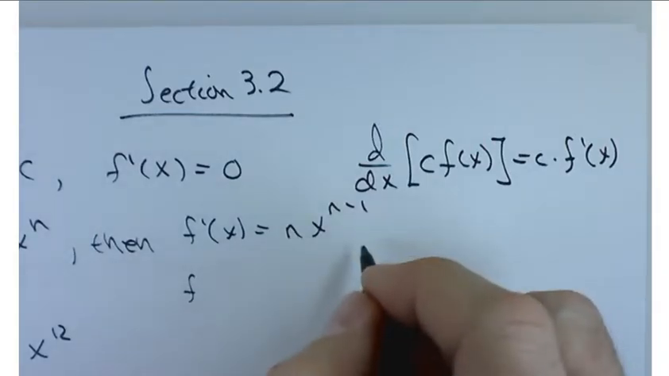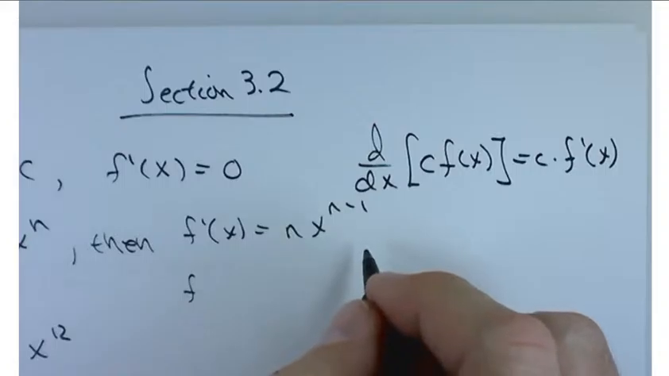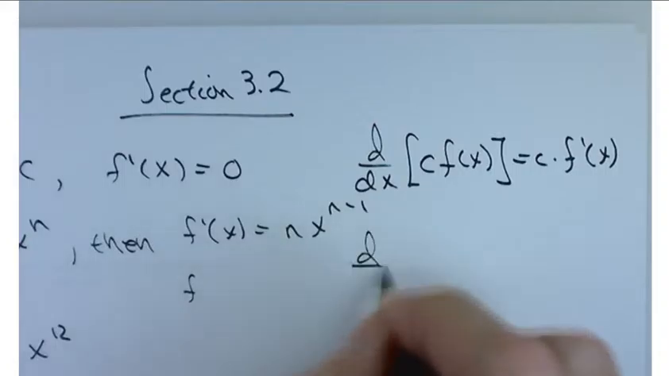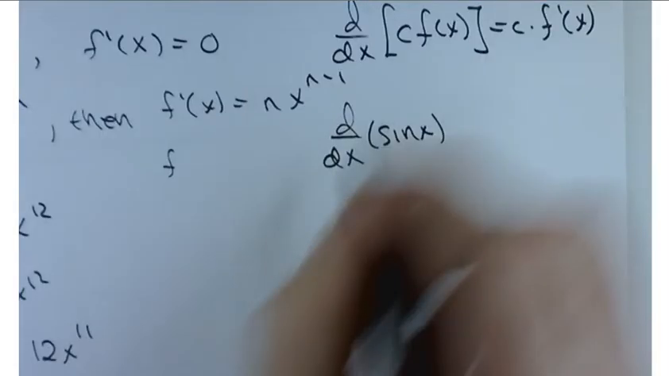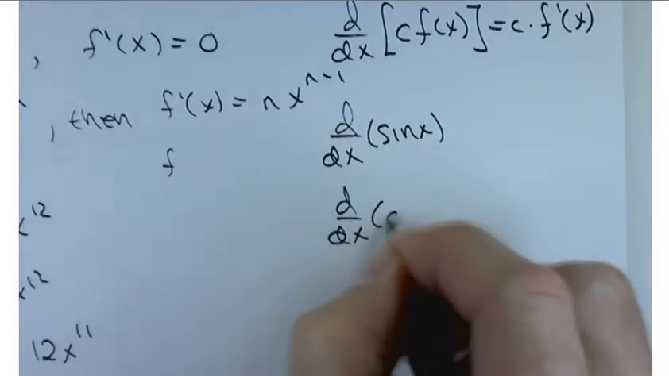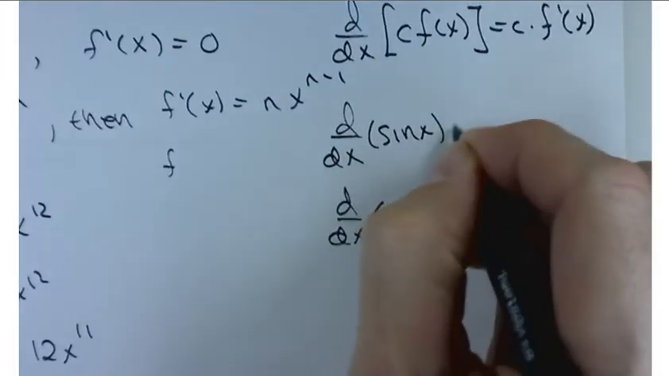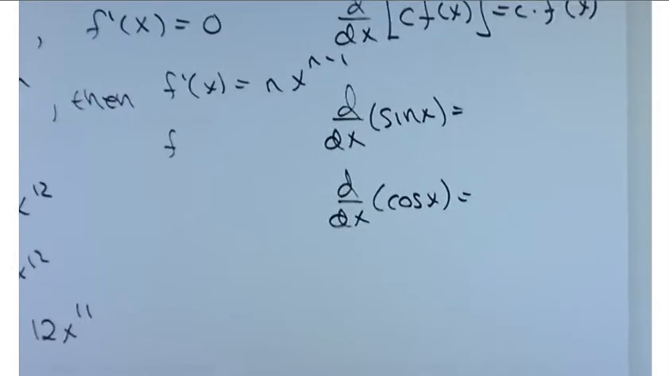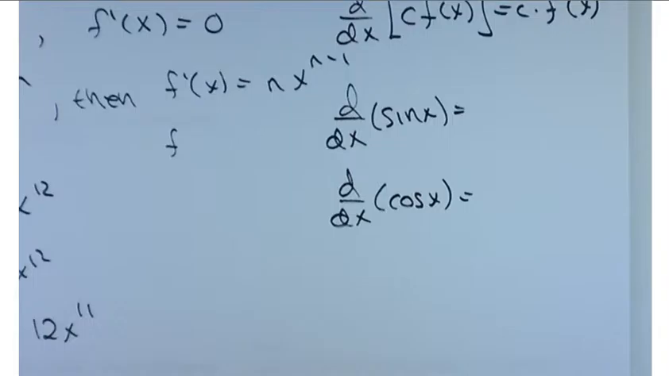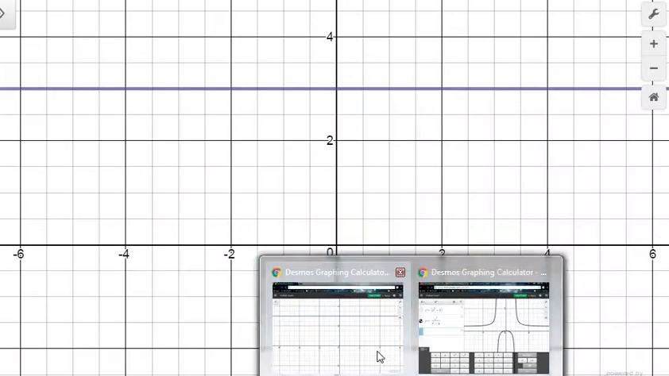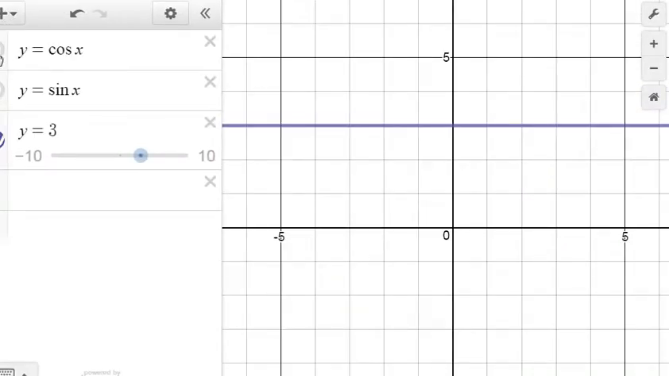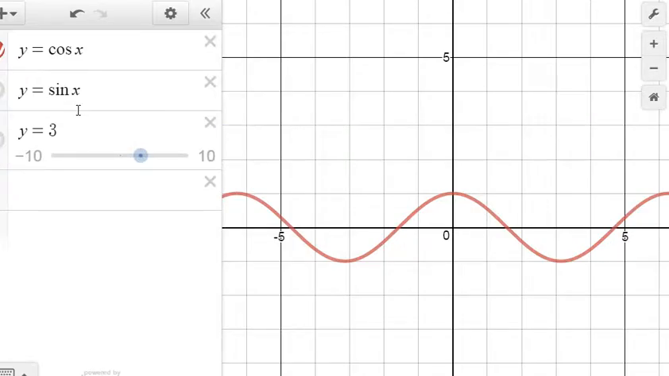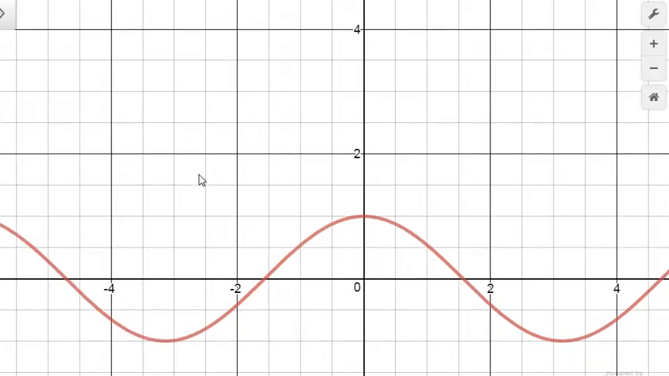Let's add two more to this list. That is the derivative of the sine, d by dx of the sine of x, and d by dx of the cosine of x. And for these, I want to look back at the graphs for a second. So let's look at the graph of, say, the cosine. So here's the graph of the cosine.